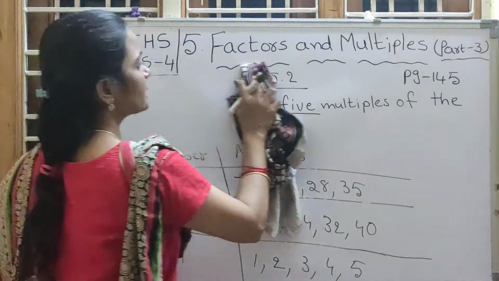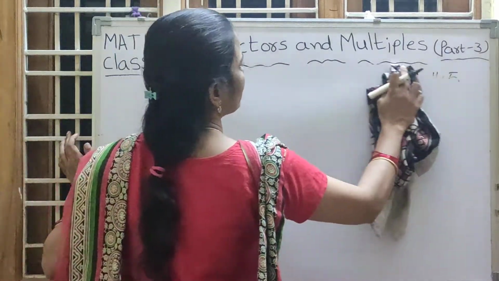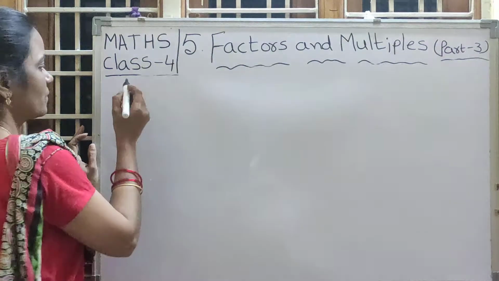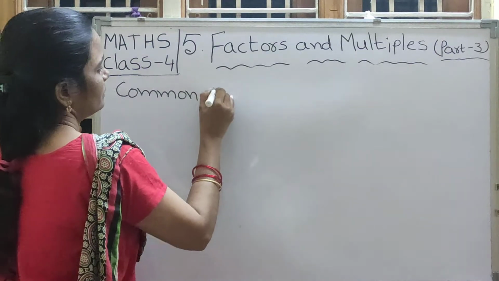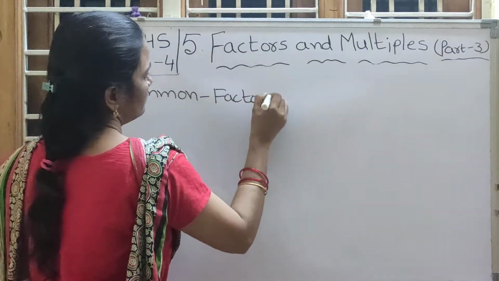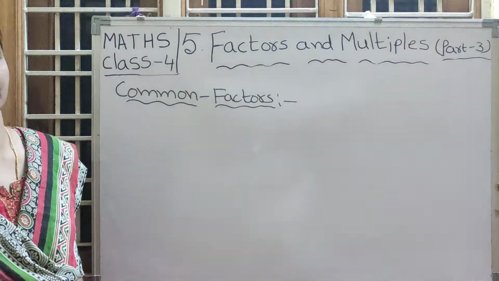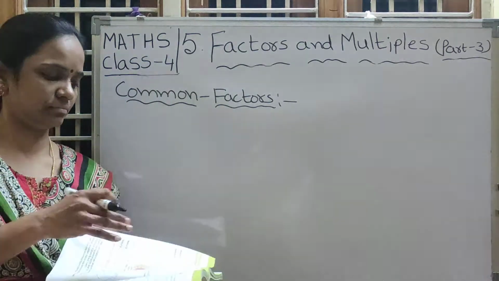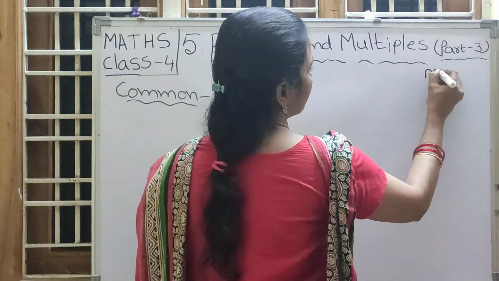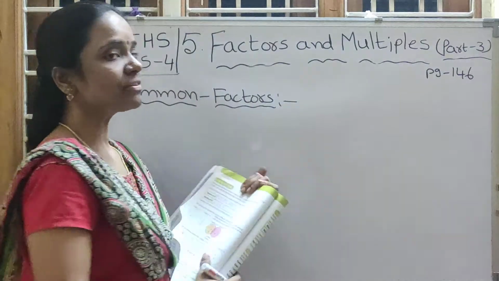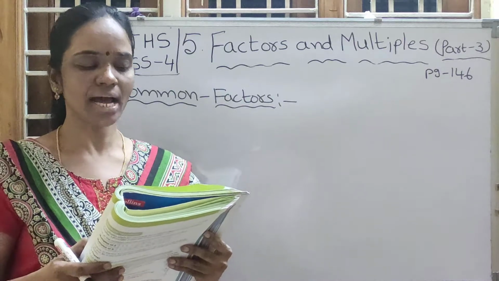The next concept is common factors, from page number 146. What are common factors? The factors which are common to two or more numbers are known as common factors.